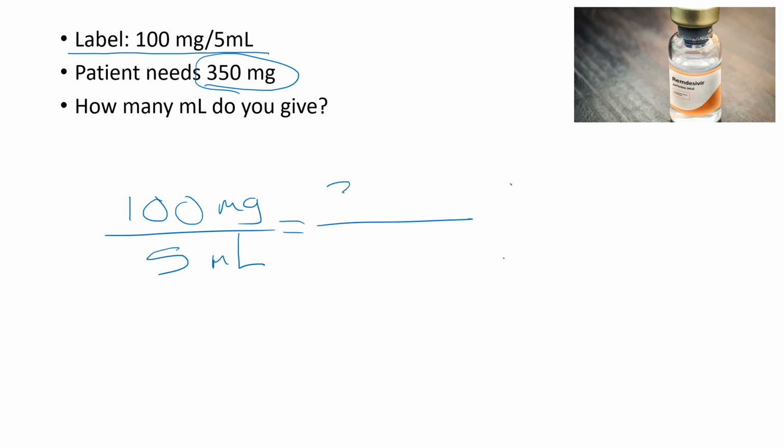We're going to write it on the top over here. Keep your like labels together. Milligrams on the top, which means milliliters will be on the bottom. And milliliters is our variable, our mystery number. That's what we're looking to find out. How many mils are we going to dose our patient with? Okay, we have our problem set up nice and pretty. Let's go. Multiply your corners.